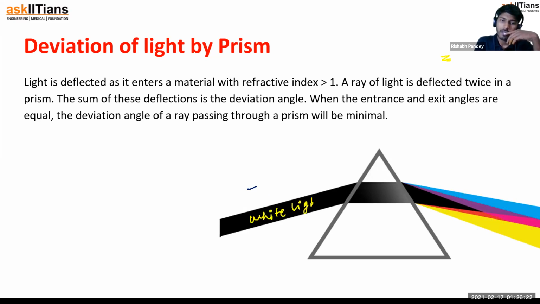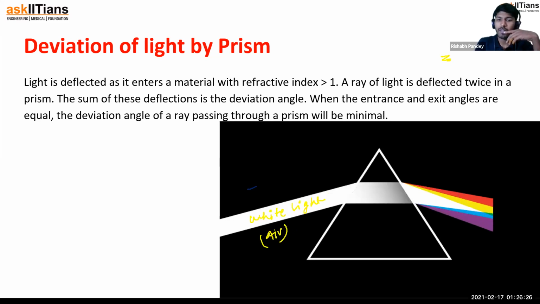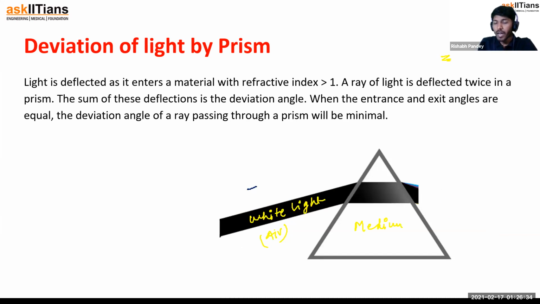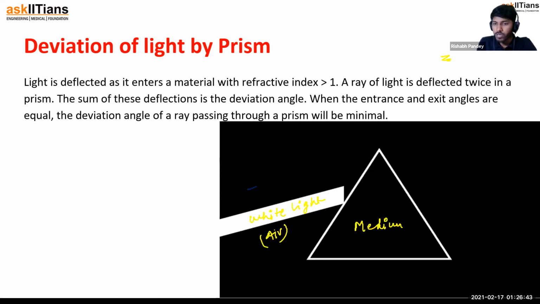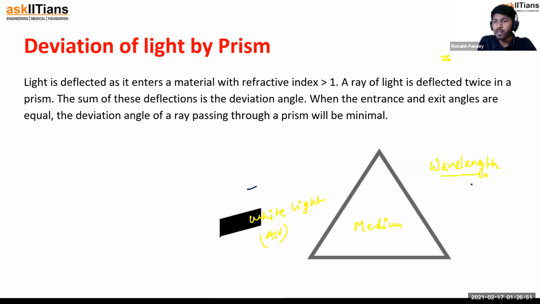White light. Since it was in the air, they were all traveling at the same speed. But as soon as the medium changes, it deviates into different colors, as you can see. It deviates into different colors depending upon the situation and depending upon their wavelength. So this deviation is taking place due to their wavelength. Correct, as I said earlier.